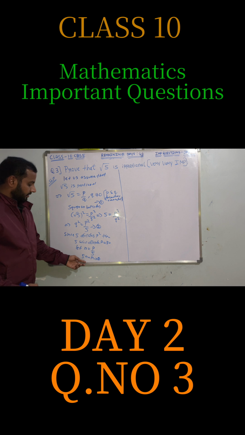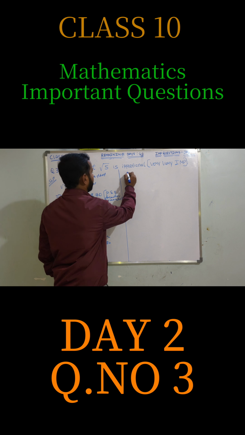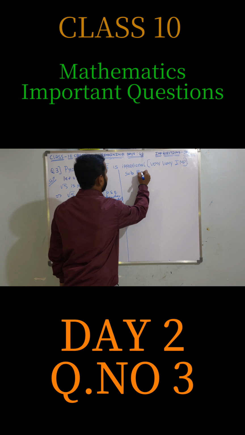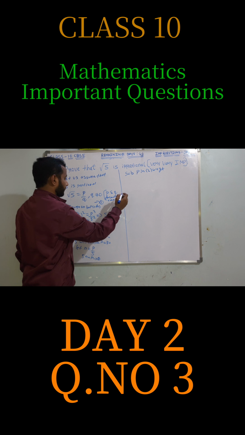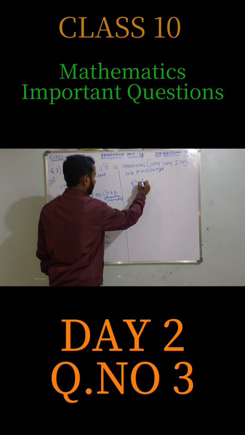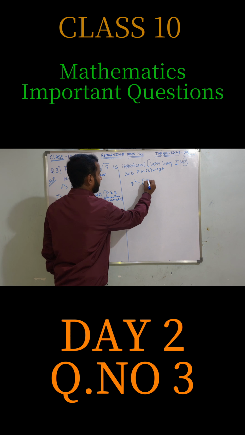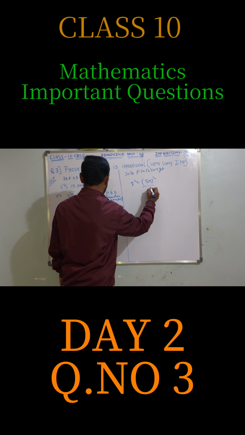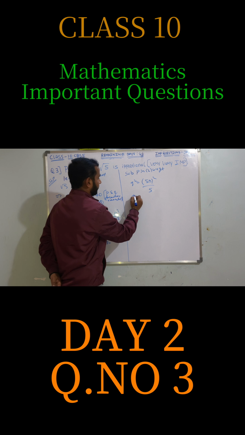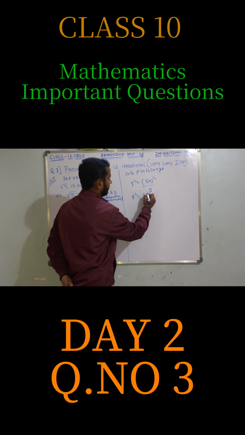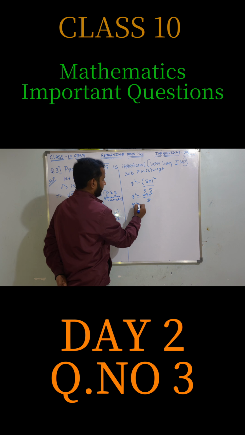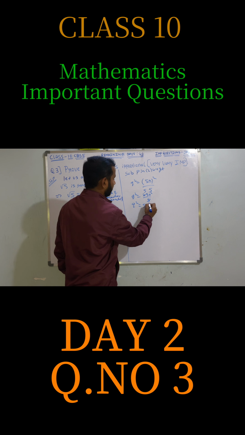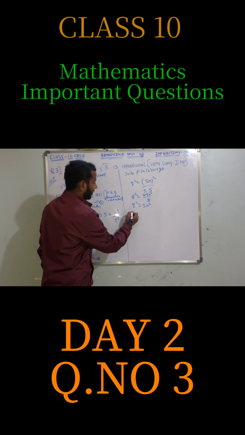Now substitute the p value in equation number 2. We get q square equal to, what is the p value? 5n. 5n whole square by 5. q square equal to 5n whole square, which is 25 n square by 5. 5 ones are 5, 5 fives are 25. q square equal to, left with 5n square.